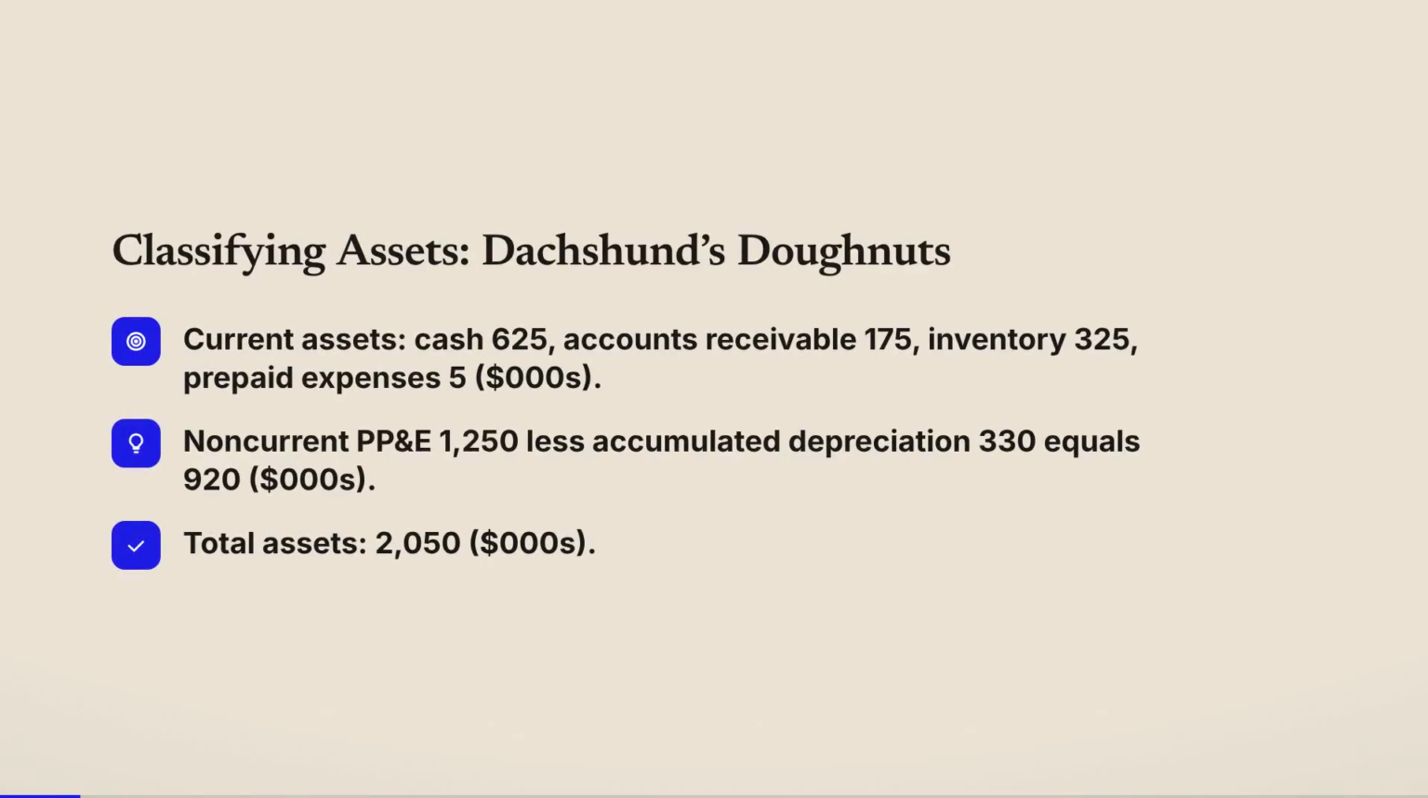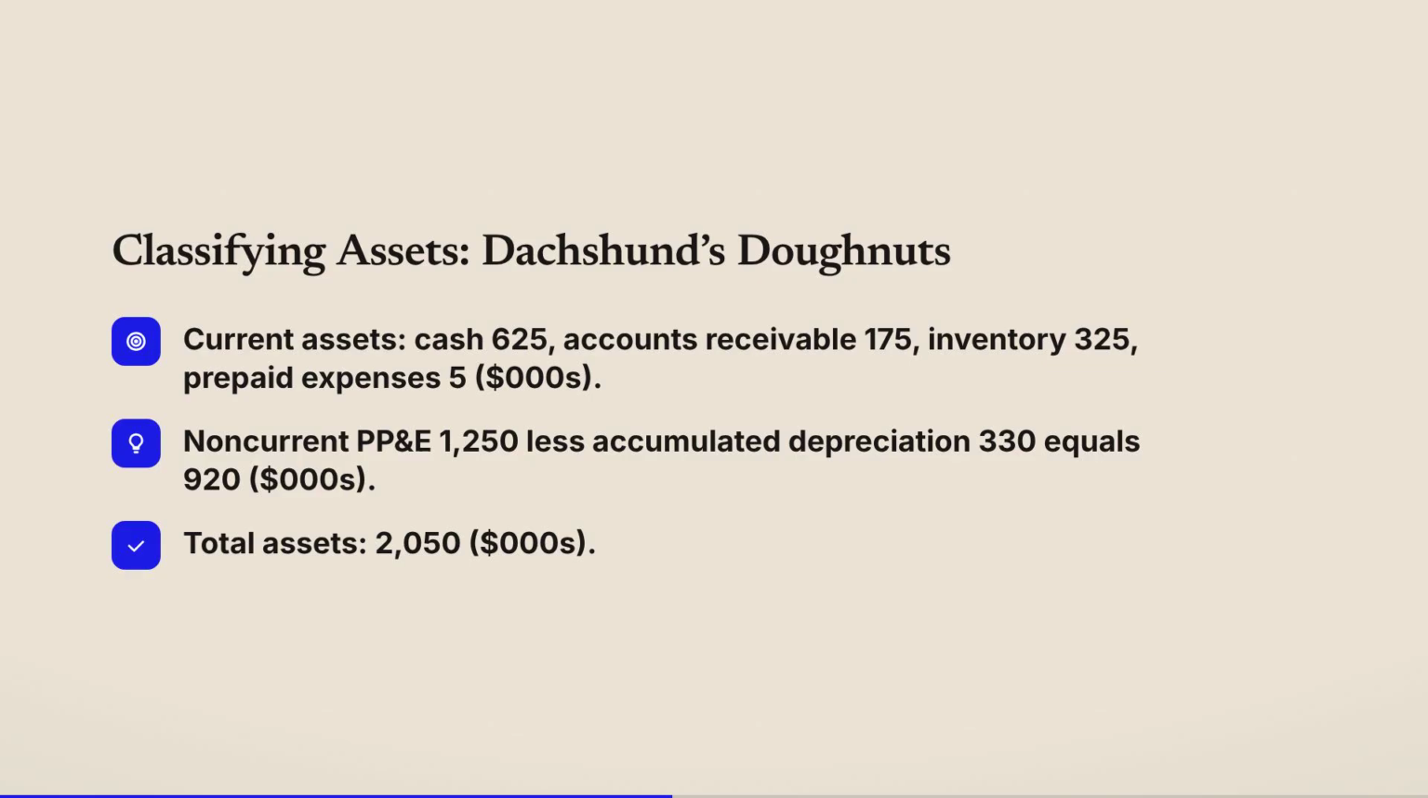An asset is something the entity controls, expects to benefit from, and acquired at a measurable cost. The first useful classification is current versus non-current. Current assets are expected to become cash or be used up within 1 year. Dathsoon's reports cash of $625,000. Accounts receivable adds $175,000. Customers have received goods on credit, and the business expects to collect cash soon. Inventory contributes $325,000 because it is held for sale.